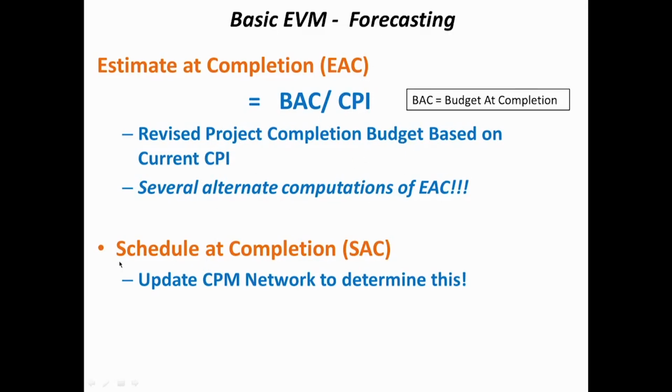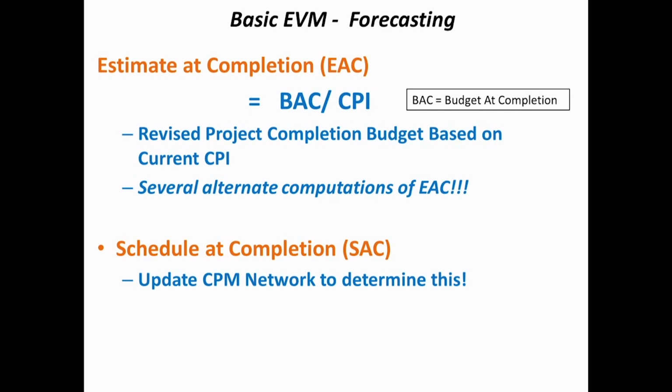And most people recommend, if you want to find the schedule at completion, go back to the network, update the network, and based on the network, estimate the schedule at completion. Although the earned value terminology gives you an equivalent equation for schedule at completion, it is recommended that we go back to the CPM network and update the network to be able to find the schedule at completion.